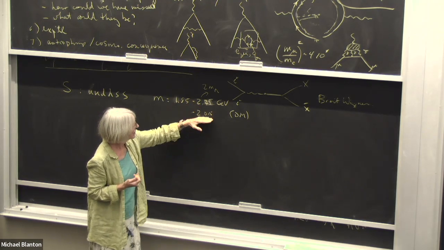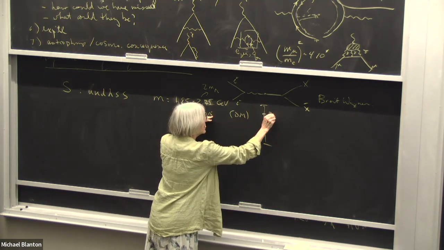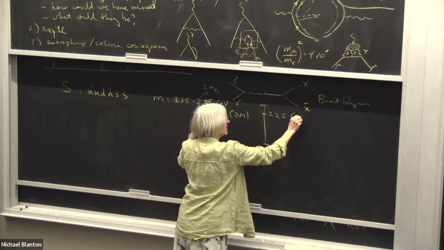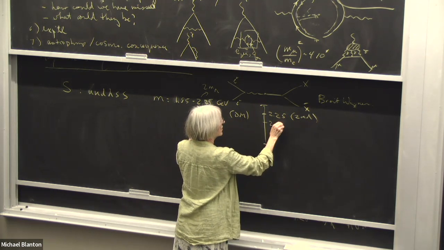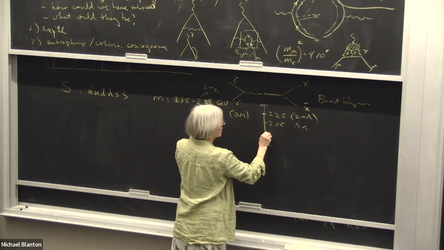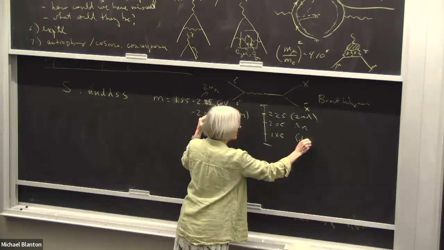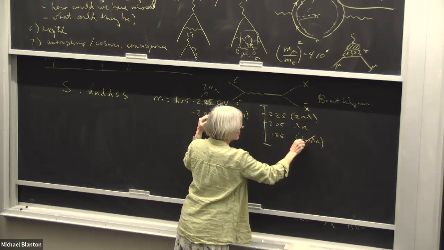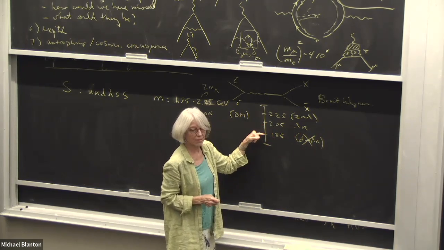I'm sorry, up to here, above this, that's two lambdas. And then 0.05 is a lambda plus a neutron. And then 1.85, below this, the deuteron decays. And we know that deuteron doesn't decay. So this is the range.